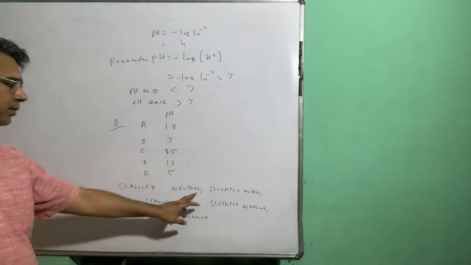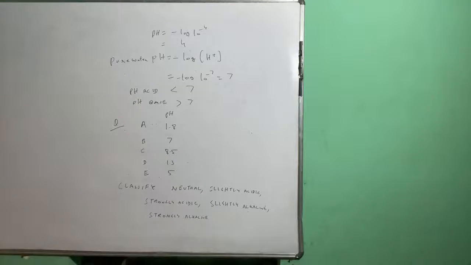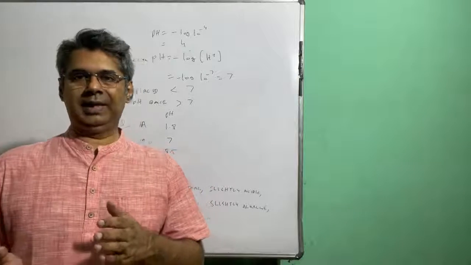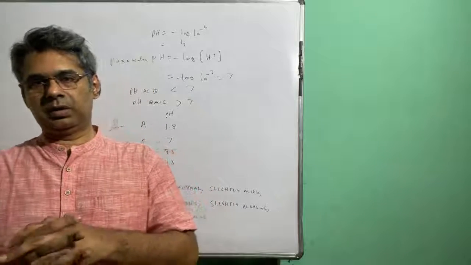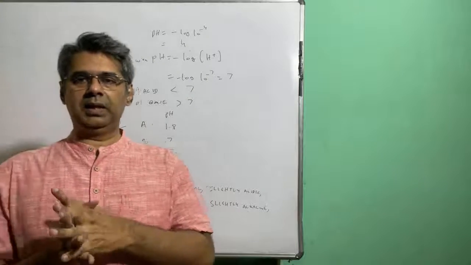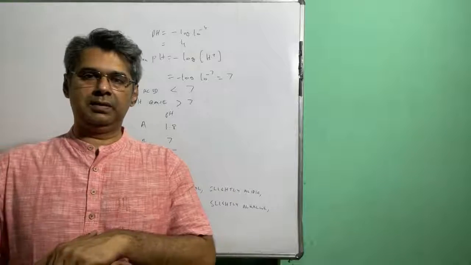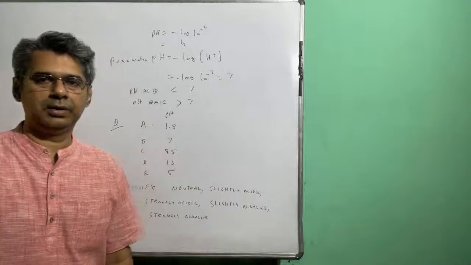Just remember that 7 is neutral, so anything very close to 7 is either slightly acidic or slightly alkaline. Anything much lower than 7 is strongly acidic, and anything much higher than 7 is strongly alkaline. This is your only homework question, and we will continue next session.